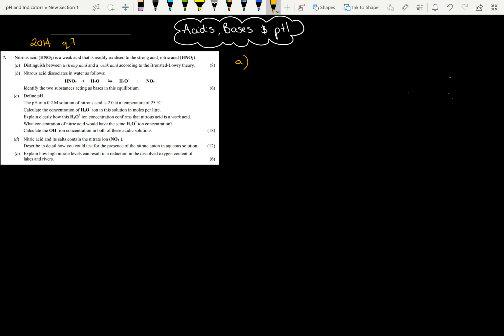So the first part asks us to distinguish between a Bronsted-Lowry strong acid and a Bronsted-Lowry weak acid. By the Bronsted-Lowry theory, we know that a strong acid is a good proton donor and a weak acid is a poor proton donor. Okay.